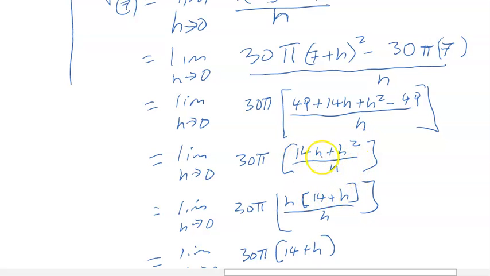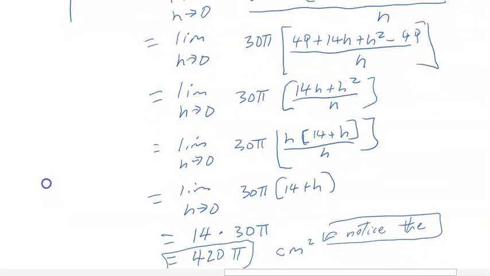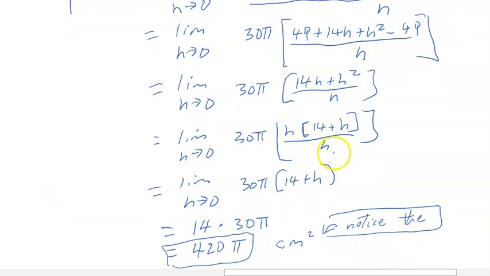We can now factor out the h from the numerator, and so in our next step we have the limit as h approaches 0 of 30 pi times h factored out over h. We're left with 14 plus h all over h, and now these two h's will cancel in the numerator and denominator. So we are left with the limit as h approaches 0 of 30 pi times 14 plus h. Now as h approaches 0 here, we can plug in our 0 for h because now we do not have a division by 0 problem.